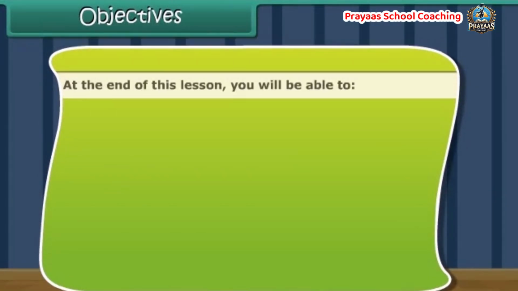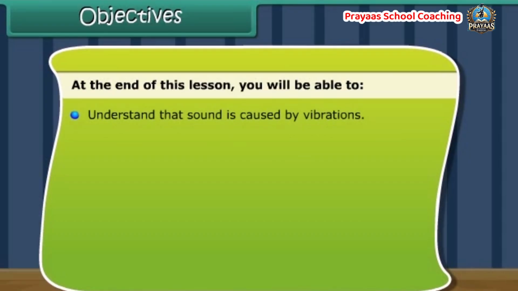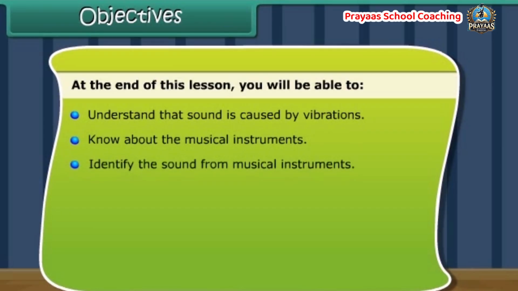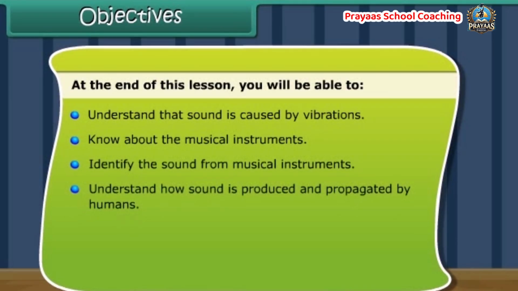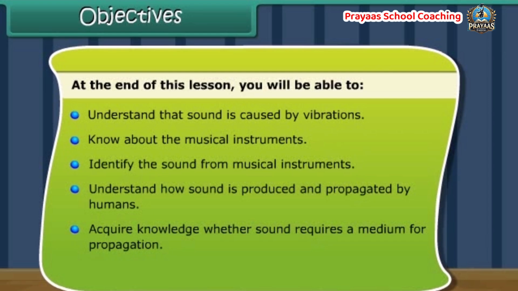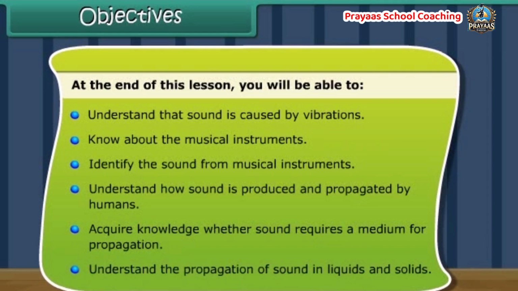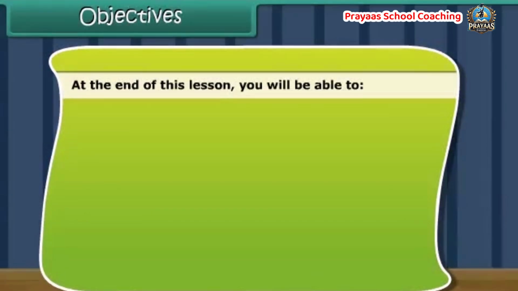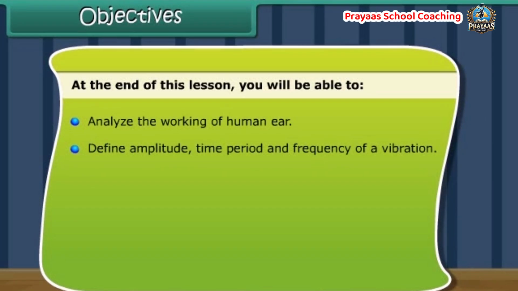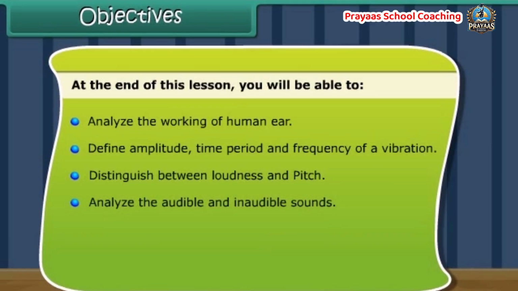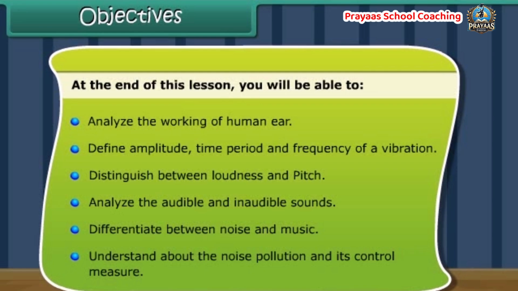Objectives. At the end of this lesson, you'll be able to understand that sound is caused by vibrations, know about the musical instruments, identify the sound from musical instruments, understand how sound is produced and propagated by humans, acquire knowledge where the sound requires a medium for propagation, understand the propagation of sound in liquids and solids, analyze the working of the human ear, define amplitude, time period, and frequency of a vibration, distinguish between loudness and pitch, analyze the audible and inaudible sounds, differentiate between noise and music, understand noise pollution and its control measures.